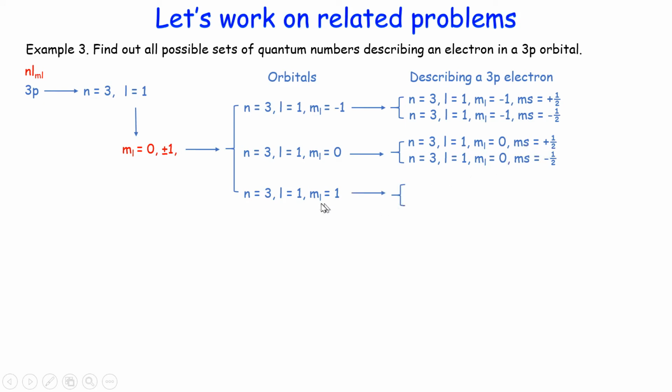And then also for ml equals 1, the 2 sets of quantum numbers for the 2 electrons, the first 3 quantum numbers are exactly the same. Only the last one, ms, is different. So just a quick recap. Orbitals are described by 3 quantum numbers, n, l, ml. Electrons are described by 4 quantum numbers, n, l, ml, and ms.